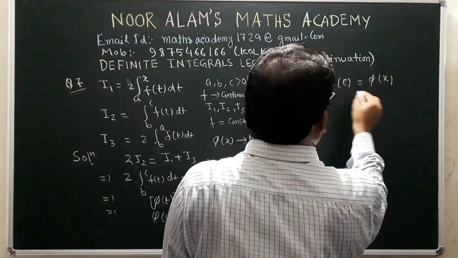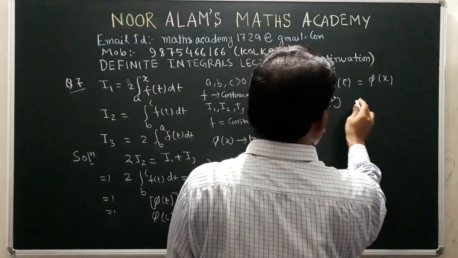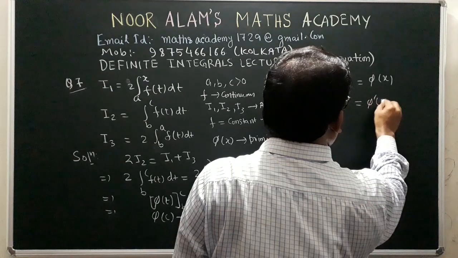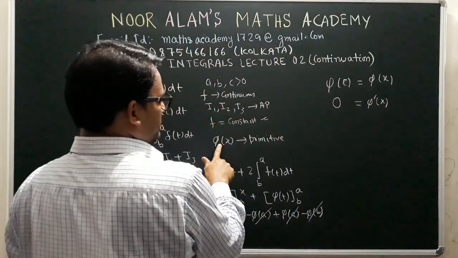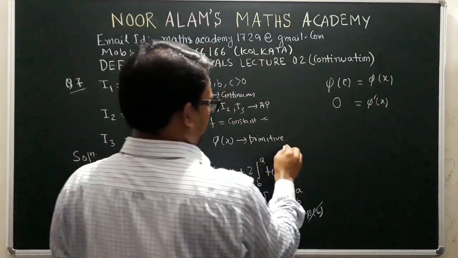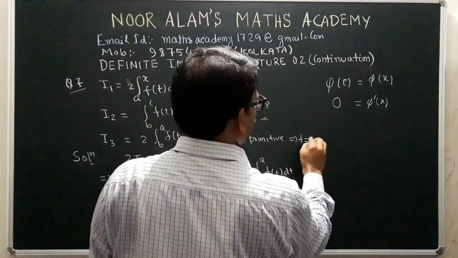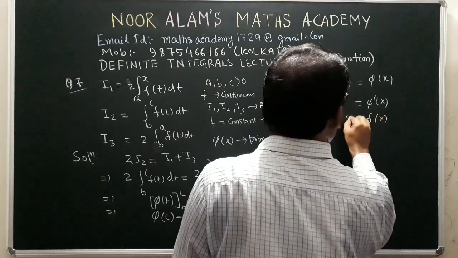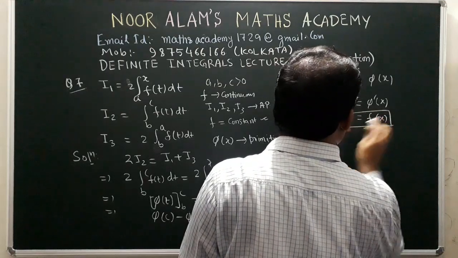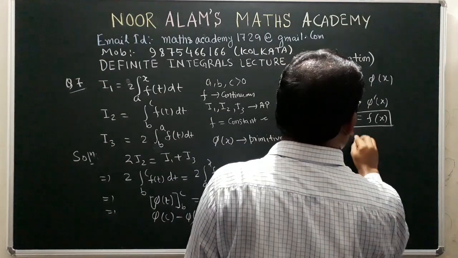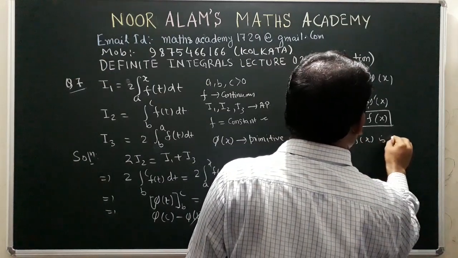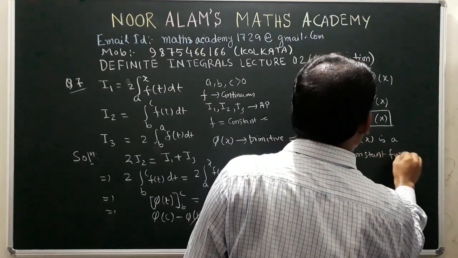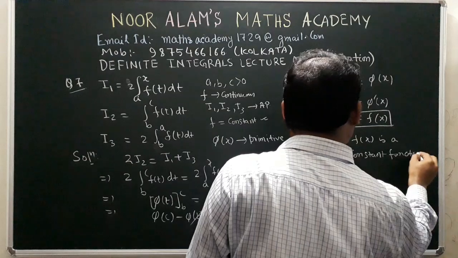Now we differentiate both sides. The left side will be 0 because the differentiation of a constant is 0, and on the right we have phi dash of x. Since phi(x) is the primitive of the function f, f is nothing but phi dash, so we can write it as f(x). So f(x) is equal to 0 for all x belonging to the real numbers. This implies that f(x) is a constant function. Now this completes our proof.